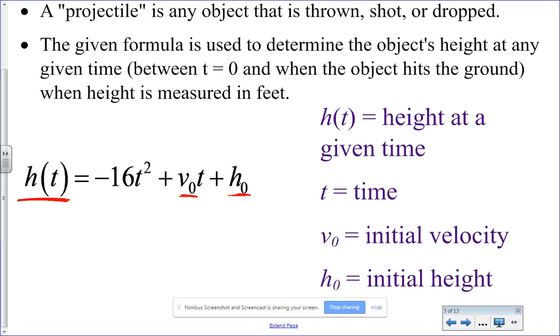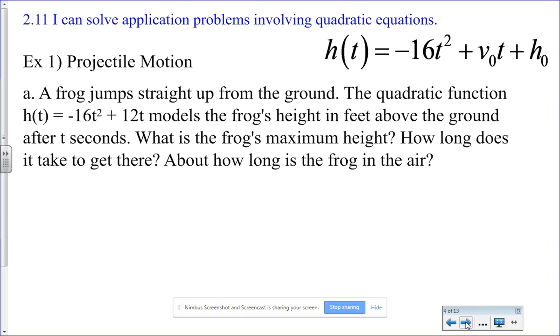Okay, so we're going to use that. When you take your test, the equation will already be given to you. On some of your homework problems, you actually have to plug those in to come up with the function first before you can answer the questions.